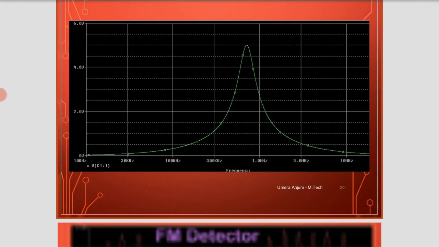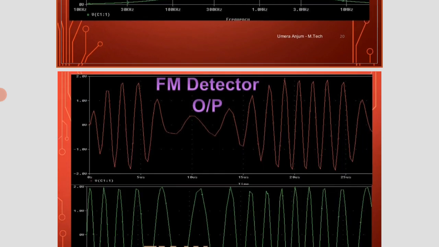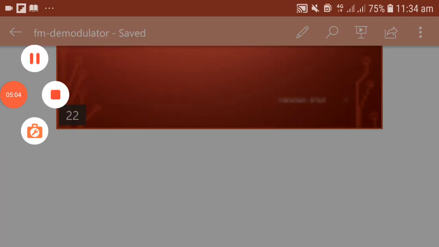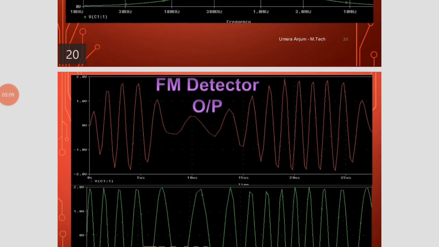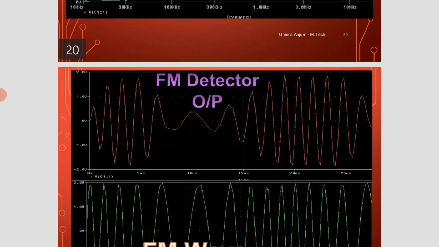The frequency modulating signal is as shown in the slide. The FM detector output waveform and the FM waveform are as shown in the slide, where the carrier signal is at maximum frequency in the positive cycle, and in the negative cycle the frequency is at minimum frequency. This is the first type of frequency demodulation process, also called an FM detector.